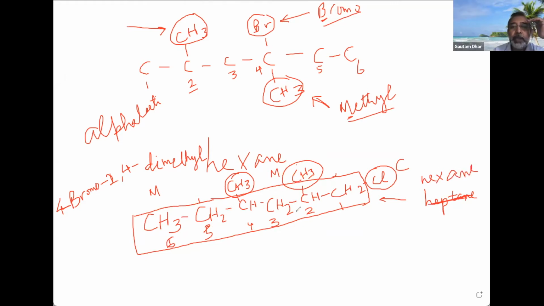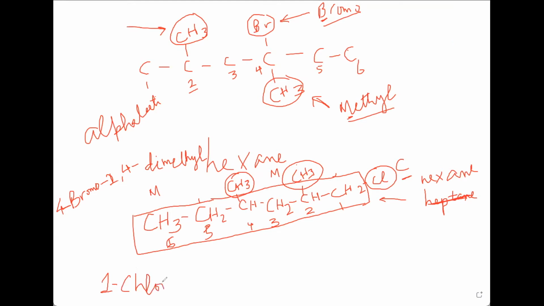Okay, so dimethyl and chloro. Chloro comes first. So one chloro. Now, whenever there's a number and a word, you have to put a hyphen, and if two numbers are separated, use a comma. So now we'll put dimethyl, but where? So where are the dimethyl?